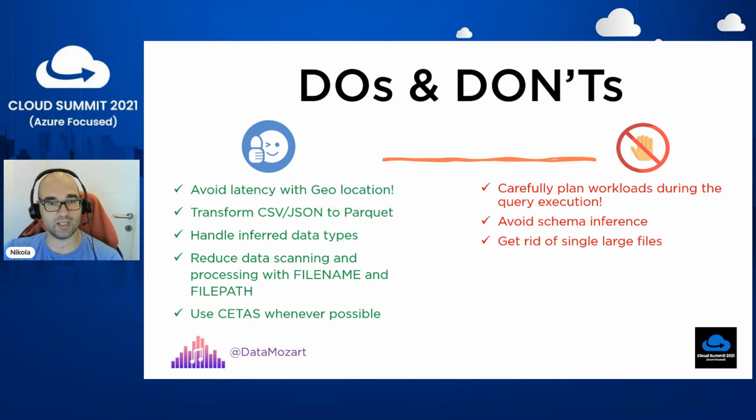Then get rid of single large files. Instead, split one large file into multiple smaller files, and then use file name and file path functions to reduce the amount of data that needs to be scanned and processed. With that in mind, try to keep your single CSV file size between 100 megabytes and 10 gigabytes.